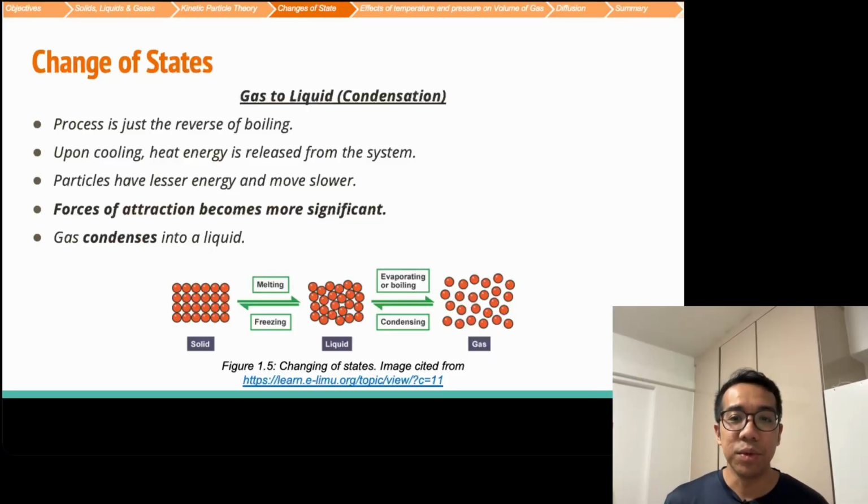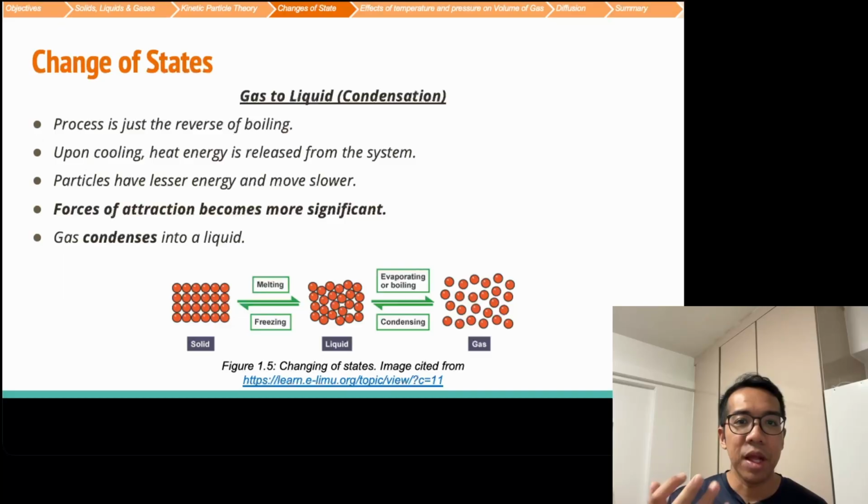Last but not least, another point that is important when it comes to change of states is, how do we go from, let's say, gas to liquid? So now we are going in the reverse. You do the reverse of boiling. So what is the reverse of boiling? It's basically just cooling. You're basically now taking away heat energy from the system.